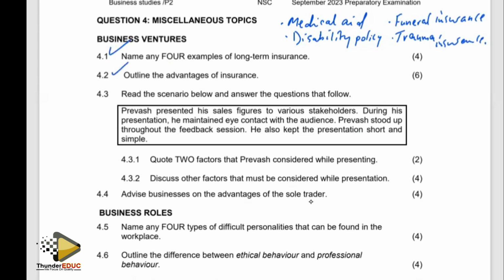Outline the advantages of an insurance. One of the advantages of an insurance is to transfer the risk from the business to an insurance company, and also protects businesses against dishonest employees, and also protect businesses against losses due to death of a debtor.